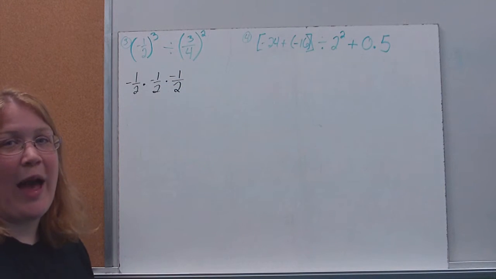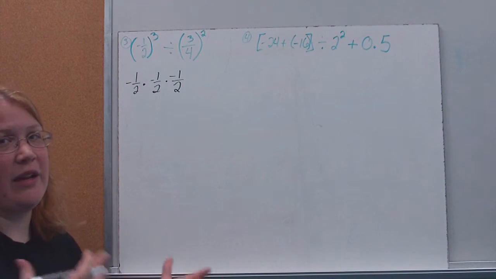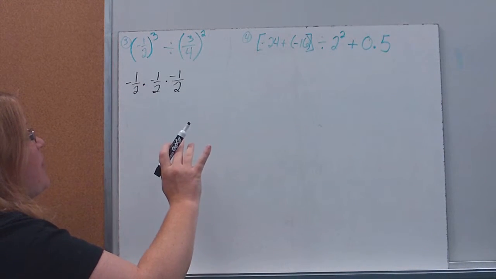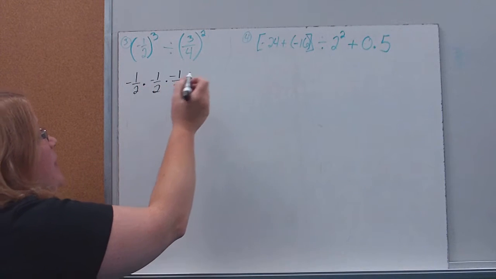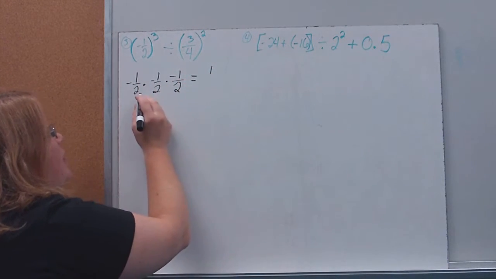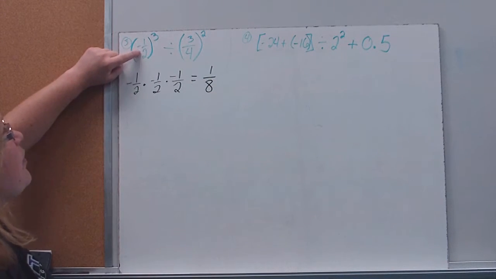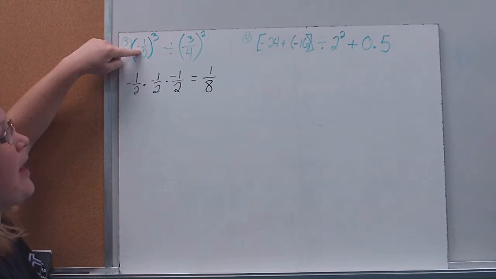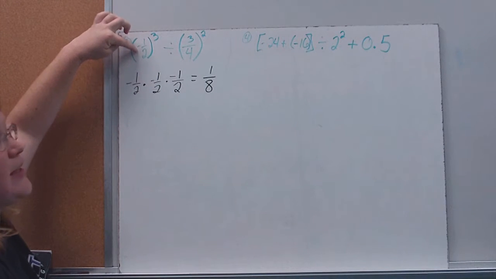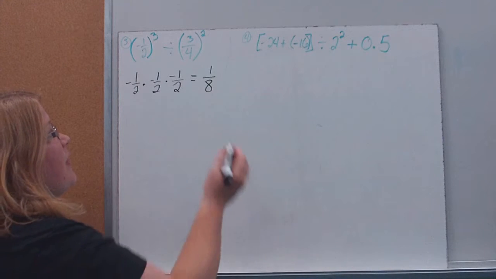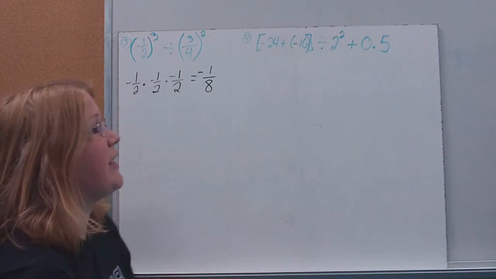All right, because this is what happens. You try to do too much in your head and then you get confused. So ignore my negative signs right now. I've got 1 times 1 times 1, which is 1. 2 times 2 is 4 times 2 is 8. And then you'll notice the reason I kept the negative here is because the parentheses are around this, so I'm saying it's negative 1/2 and I want to multiply 3 times. So I have an odd number of negative signs, so my answer is negative.